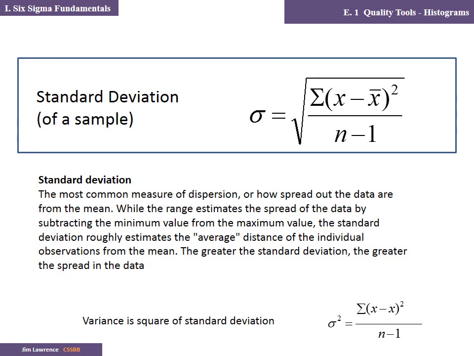Standard deviation, we'll be covering distributions again under measurement phase. And here's the standard formulation for standard deviation of a sample. The standard deviation is the most common measure of dispersion, or how spread the data is. The greater the standard deviation, the greater the spread in the data. The variance is the square of the standard deviation.